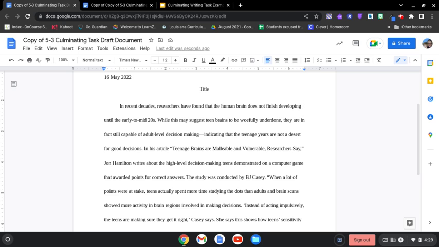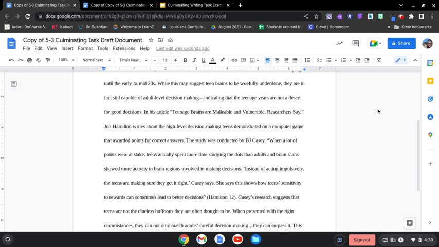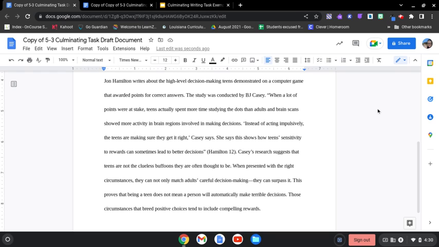Casey. When a lot of points were at stake, teens actually spent more time studying the dots than adults, and brain scans showed more activity in brain regions involved in making decisions. Instead of acting impulsively, the teens are making sure they get it right, Casey says. She says this shows how teens' sensitivity to rewards can sometimes lead to better decisions. Hamilton 12. That's a parenthetical citation. You need to make sure that you include that when you type this paragraph.